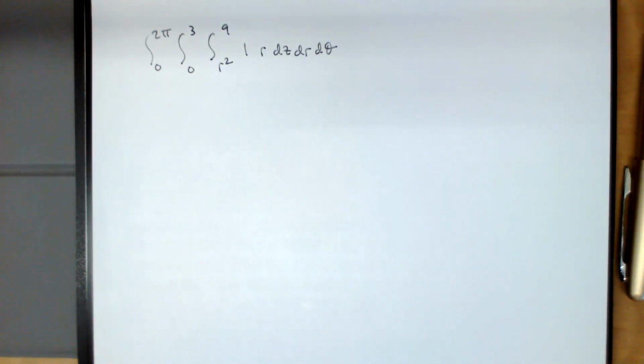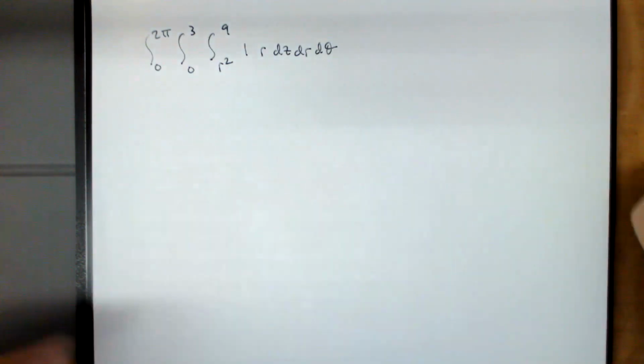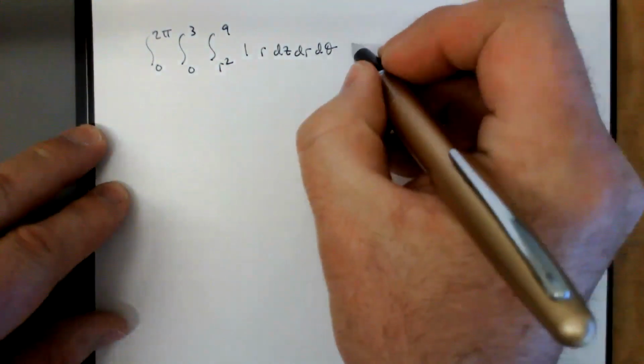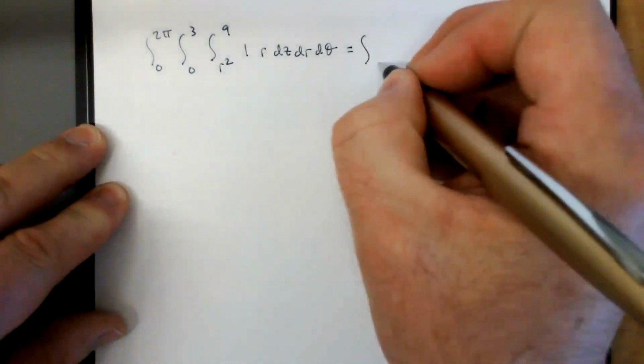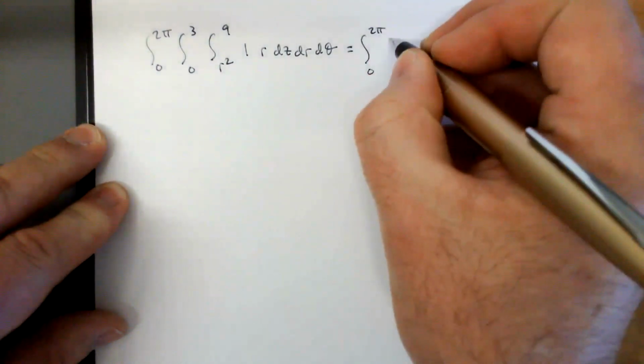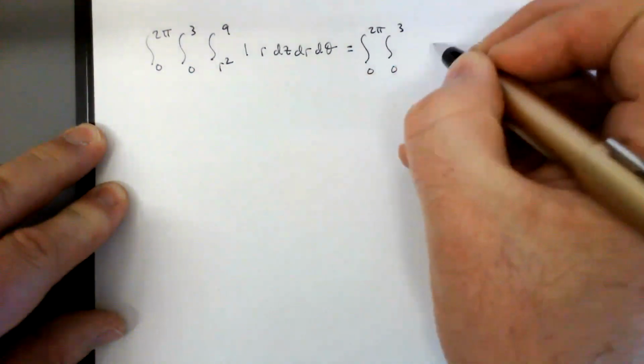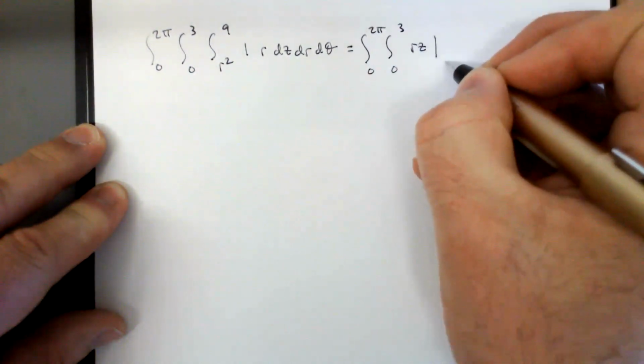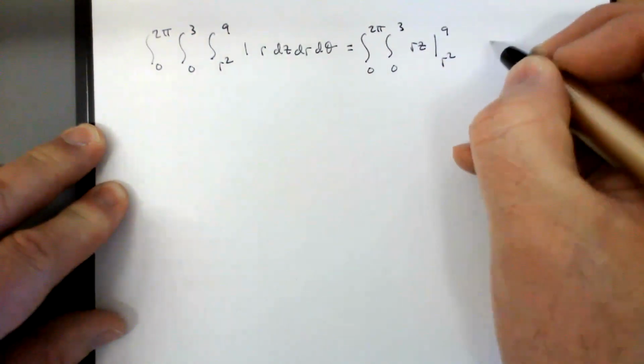The big idea here is we want to make sure that that r is part of the stuff that we're integrating, even though it showed up in this triple integral to be part of the dv, to turn the d theta into a length. It's still part of the function that we're integrating. So when we integrate this, the first thing we get is r times z, because we're integrating with respect to z. So we'll have the integral still from 0 to 2 pi, still from 0 to 3, rz evaluated from r squared to 9.